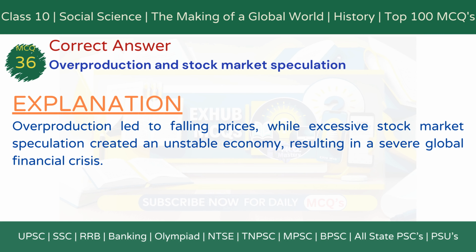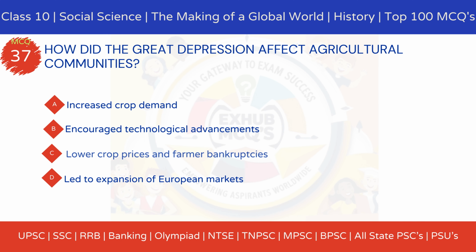The correct answer is option A. Overproduction and stock market speculation. Explanation. Overproduction led to falling prices, while excessive stock market speculation created an unstable economy, resulting in a severe global financial crisis. MCQ 37. How did the Great Depression affect agricultural communities?